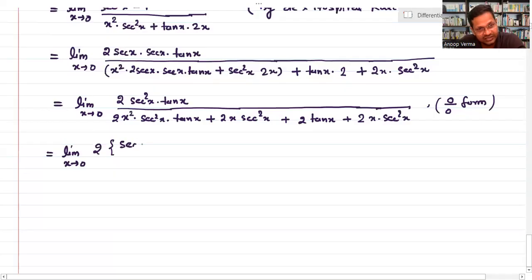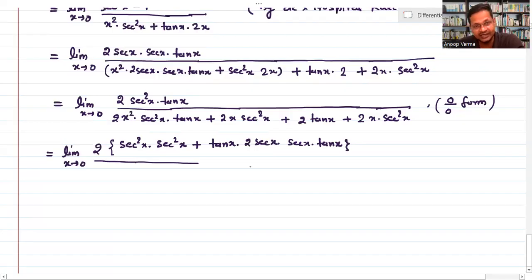So this is sec square x, remaining the same. Taking the derivative of tan x, it will be sec square x again, and plus, if you are taking tan x, it remains the same, and taking the derivative of sec square x, it will be 2 sec x first, and then sec x into tan x. Okay, so this is the derivative of the numerator, and now we will take the derivative of the denominator by using the product rule of the two functions one by one.